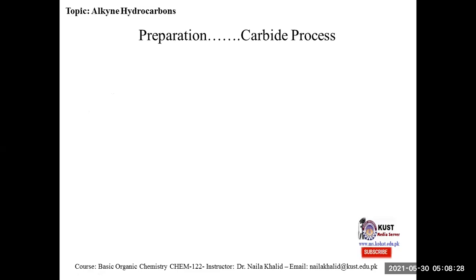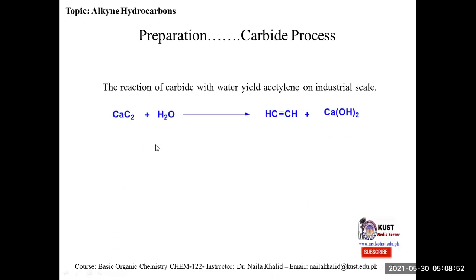The first process on your screen is carbide process. This is the process in which the reactant is carbide. When you treat this calcium carbide with water, acetylene is obtained. This process is so efficient, you can use it on industrial scale. So reaction of carbide with water is represented like this. Calcium carbide, when it is treated with water, gives you acetylene and calcium hydroxide.